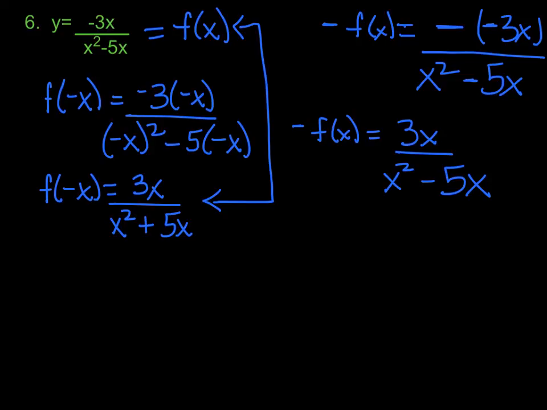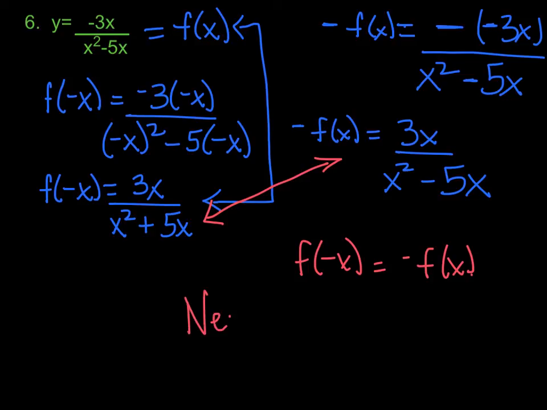All right, so now let's compare this, because the rule for odd is that your f of negative x has to equal your negative f of x. That's your rule for odd. So that would be these two guys right here. Let's look at them. Well, their numerators are both the same. Their denominators, however, are not. So in this case, since it's not even and it's not odd, then our answer would just be neither.